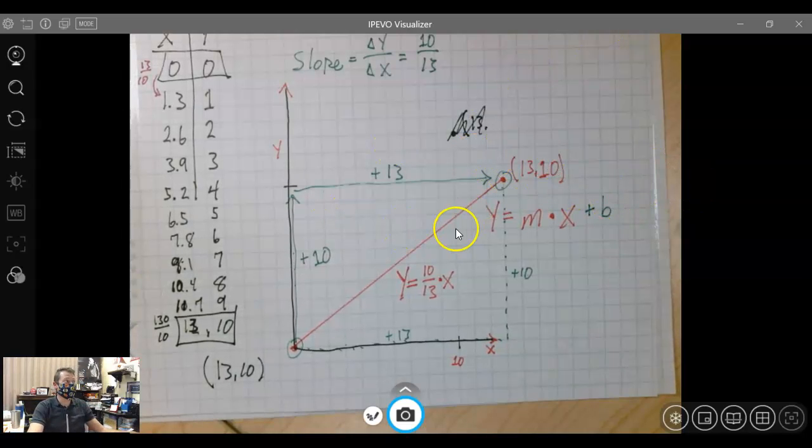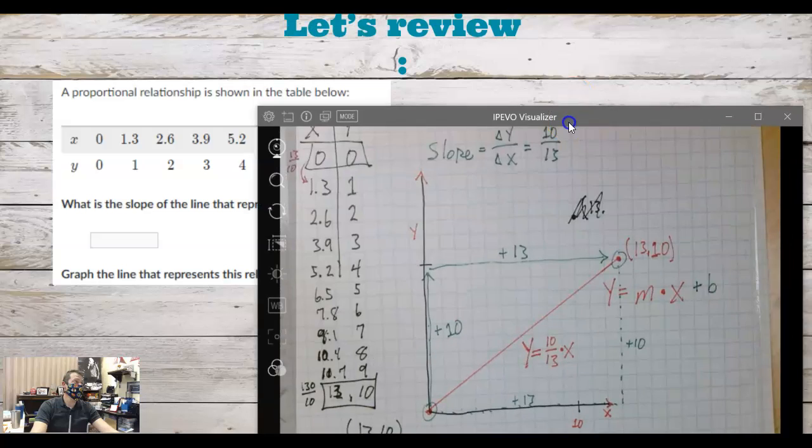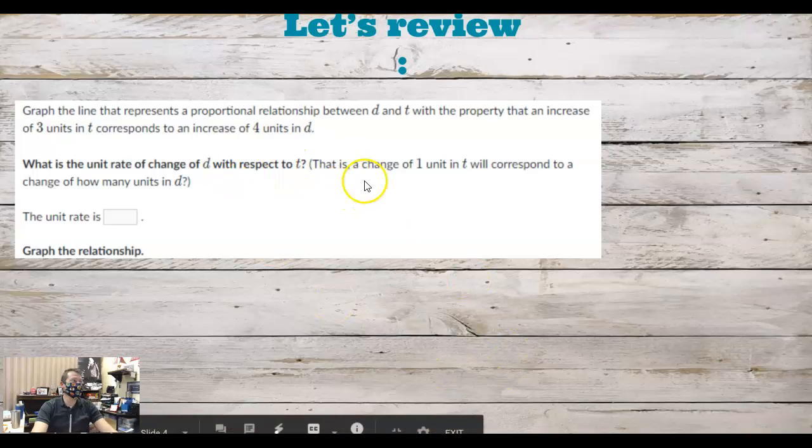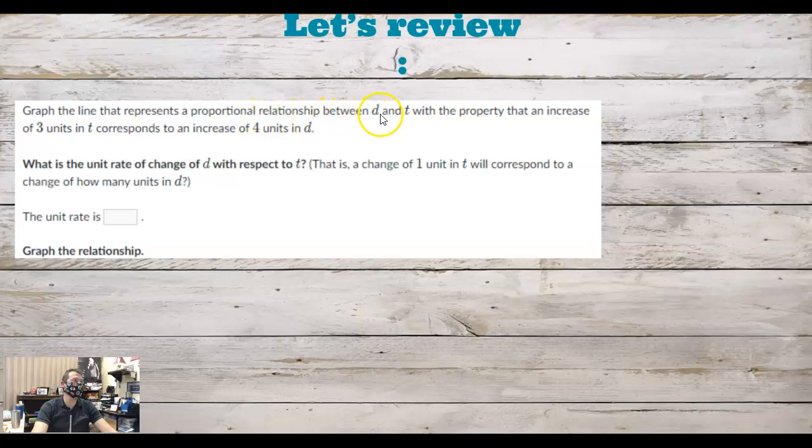So, guys, that's a tougher one. I'm not going to lie, that's a tougher one. Let's try to step it back and look at a couple other examples. They're different, so let's talk about a situation like this. It says, graph the line that represents a proportional relationship between D and T with the property that an increase of 3 units in T corresponds to an increase of 4 units in D. Then it asks us for the unit rate of change of D with respect to T. That is 1 change in T. So when we set up this table, let's put T first.